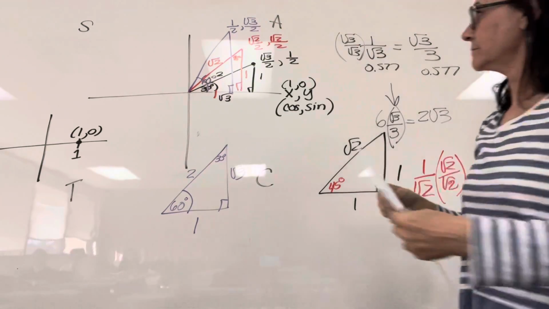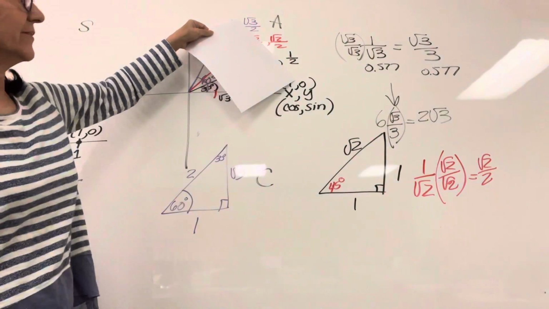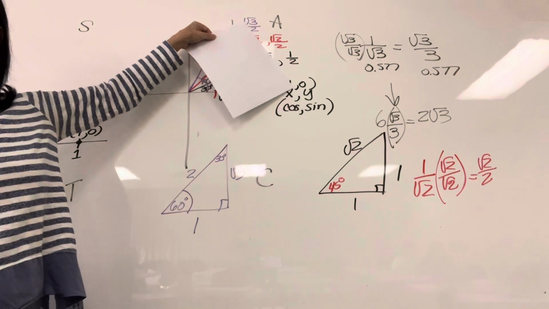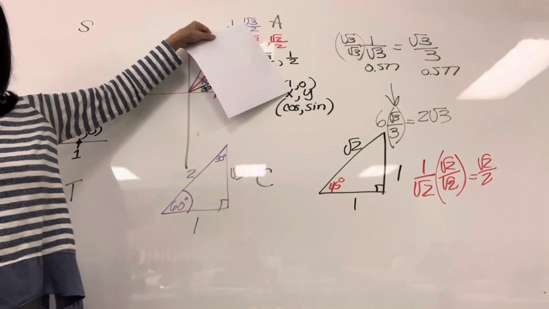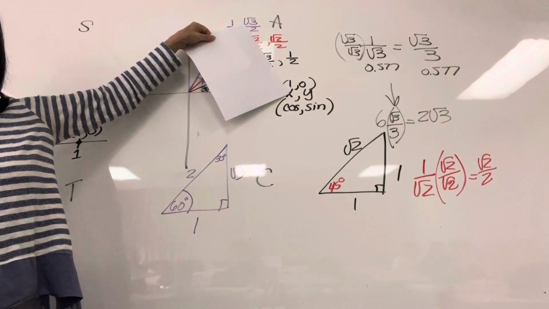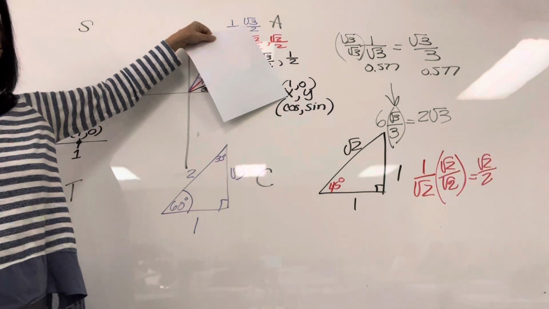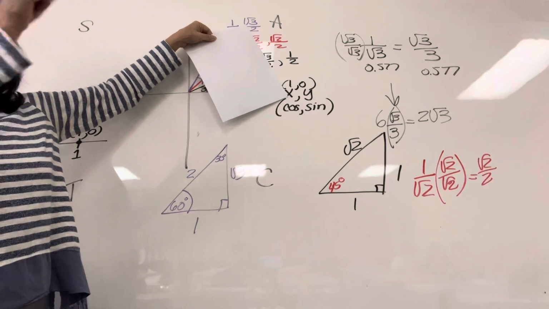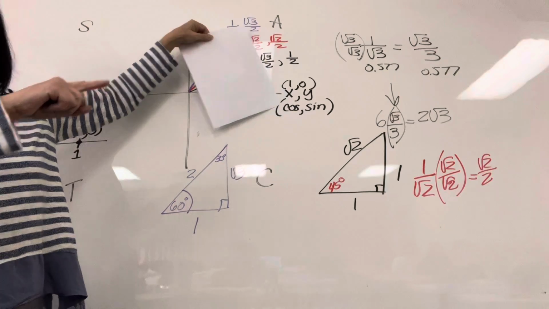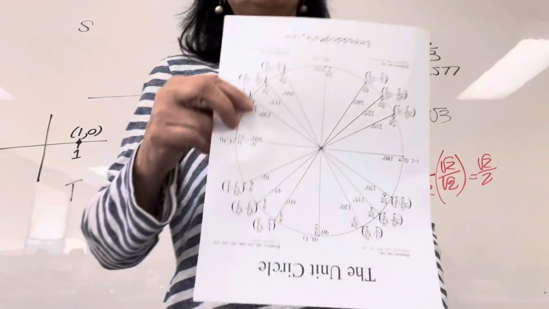Okay. What does the sine do? Counts up. 0, 1, 2, 3. You see that? So it's 0, 1/2, square root of 2 over 2, square root of 3 over 2. Look what happens in every quadrant from the x-axis.